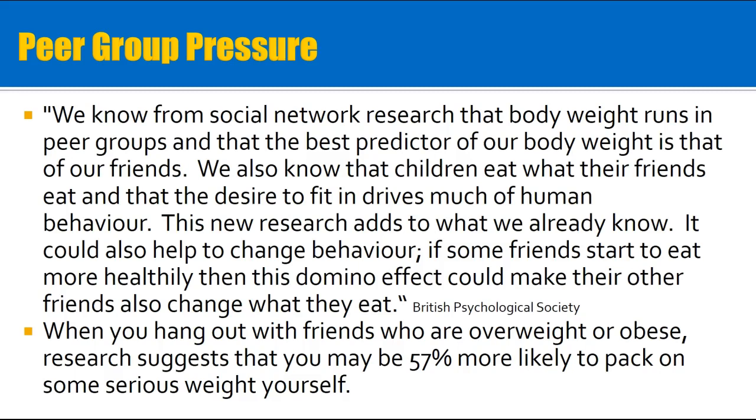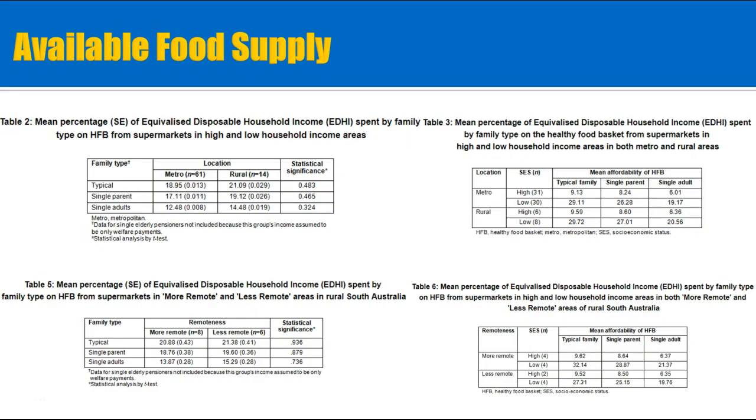But at the same time, it can also have a positive impact. If your friends start to eat healthy, this could cause a domino effect that makes other friends want to change to be healthy too. Research does suggest that you're 57% more likely to pack on serious weight if your friends are overweight or obese, based on peer group pressure.